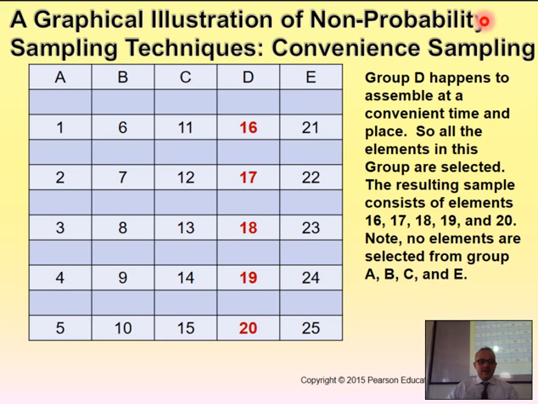Now, here, convenience sampling. If we look at groups A, B, C, D, E, and these are the persons number 1, 2, 3, 4, 5, 6, 7. Group D maybe happens to assemble at a convenient time and place. So if these are all the people in the population, and you decided to take 5 people, you sit on the street and you get 16, 17, 18, 19, and 20. You see? So here it happened conveniently.